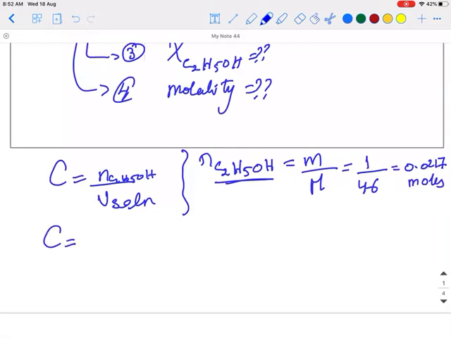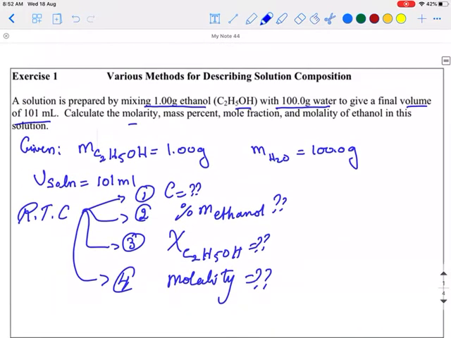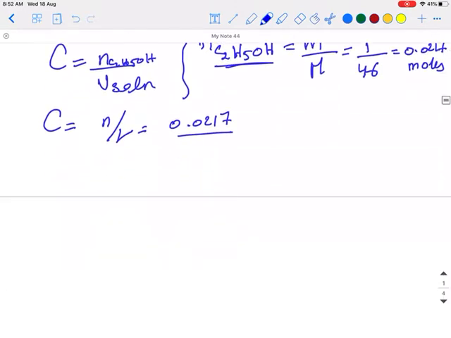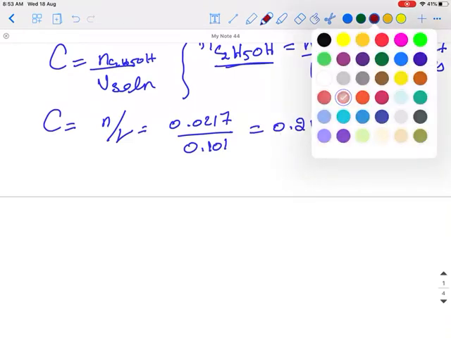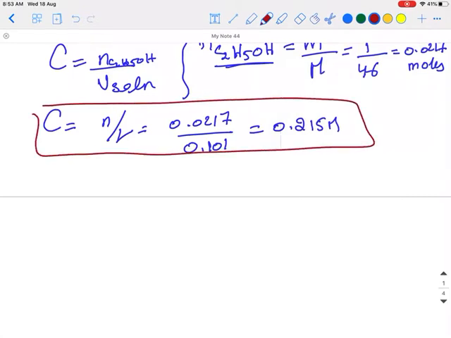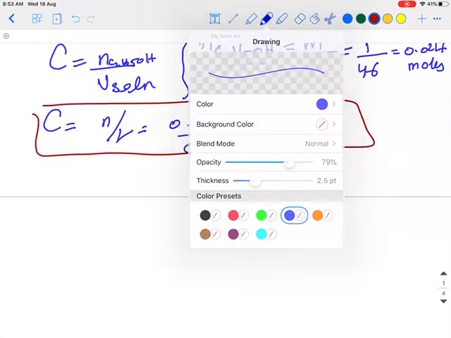Now let us find the concentration, which is, as we said, the number of mole over the volume, which is 0.0217. The volume given to us is 101 mL. Definitely I have to divide by 1000 because in the formula C equals n over V, volume should be in liters, so it will be 0.101 liter. So divided by 0.101, and the answer is 0.215 molar. And like this we calculated the concentration and we found the first requirement.